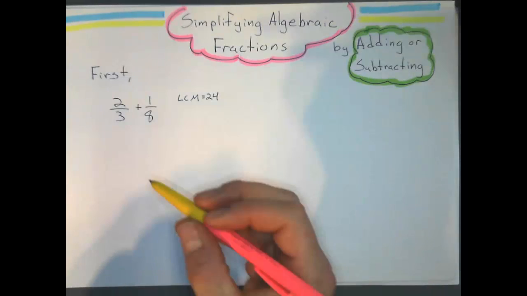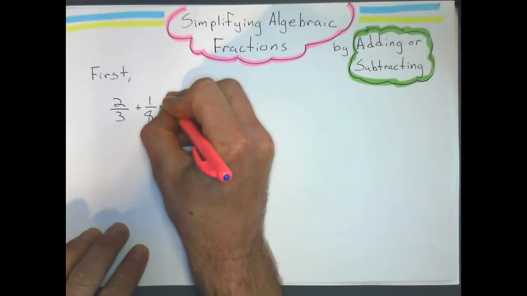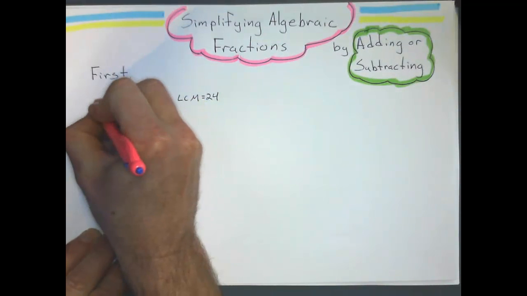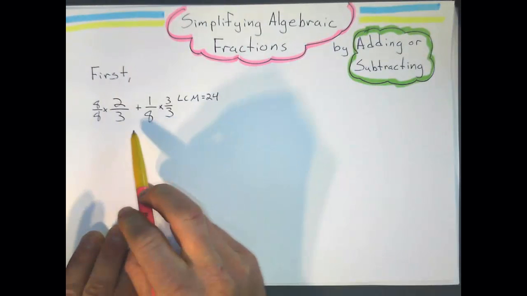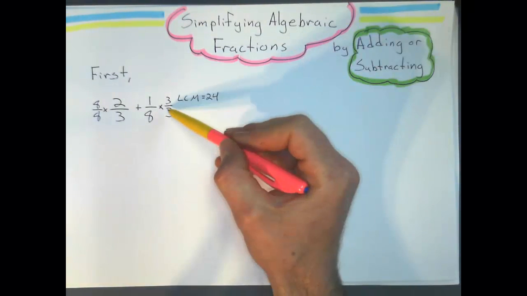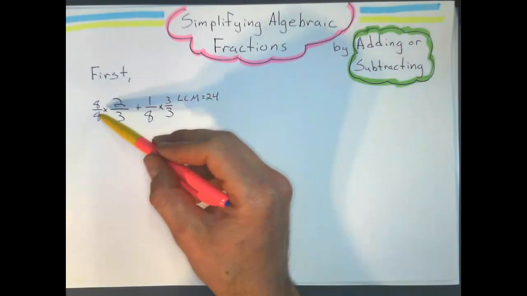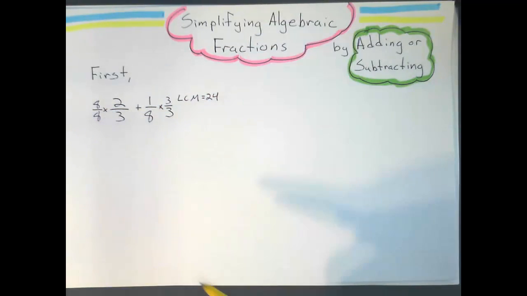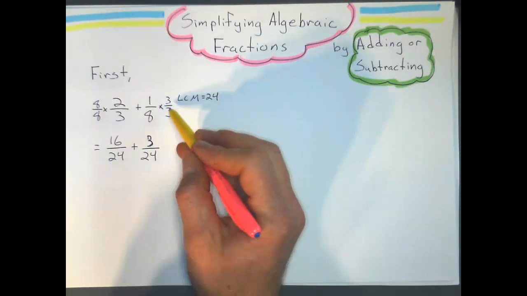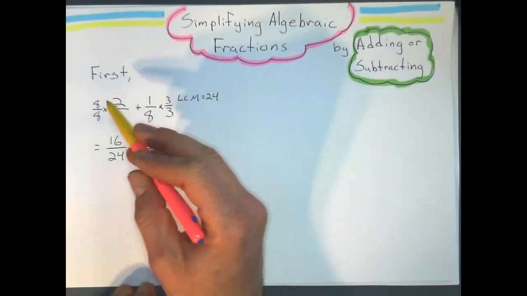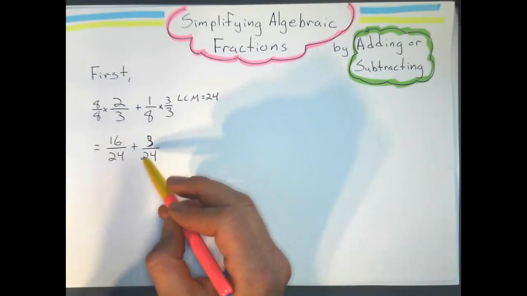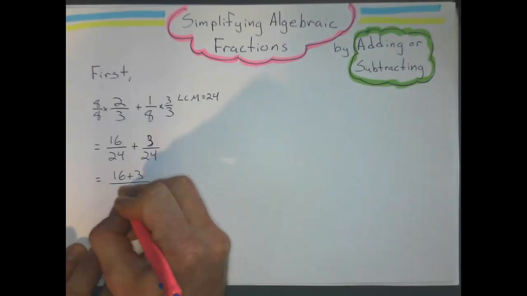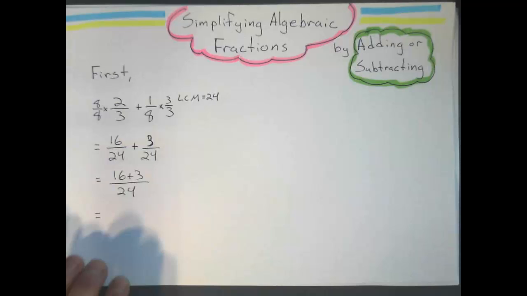How do I do that? This fraction I would multiply by 3 over 3, and this fraction I would multiply by 8 over 8. Remembering that each of these is equal to 1, so I'm not changing the value of the fractions at all. So I rewrite these fractions: 2/3 times 8 over 8 is 16/24, and 1/8 times 3 over 3 is 3/24. Now I can combine the numerators: 16 plus 3 over 24.